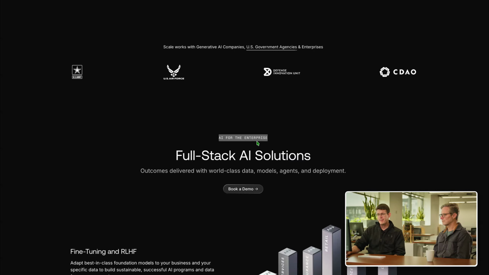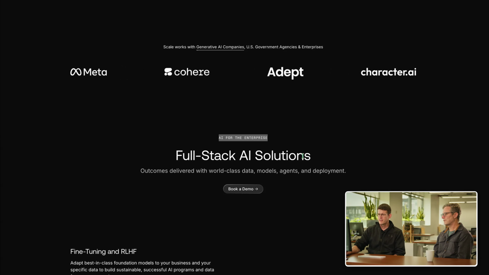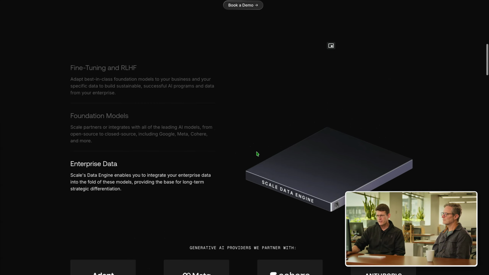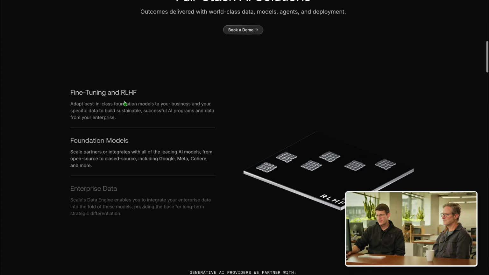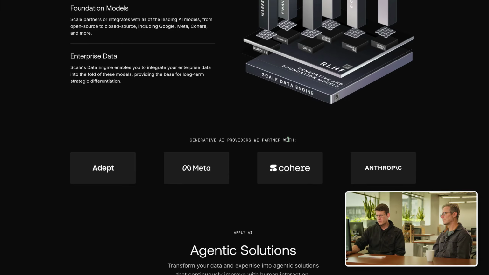Okay. That is not a way that I do it. So that's an interesting thought. I don't typically do it either, but in that case, if I'm reading it, AI for the enterprise. They're both interesting. Full stack AI solutions. Yeah, they're both good, strong statements that deserve headings. And now we're in the solutions for the enterprise, so this would all be H3s. Okay. Generative AI providers we partner with. I want to make that an H2.